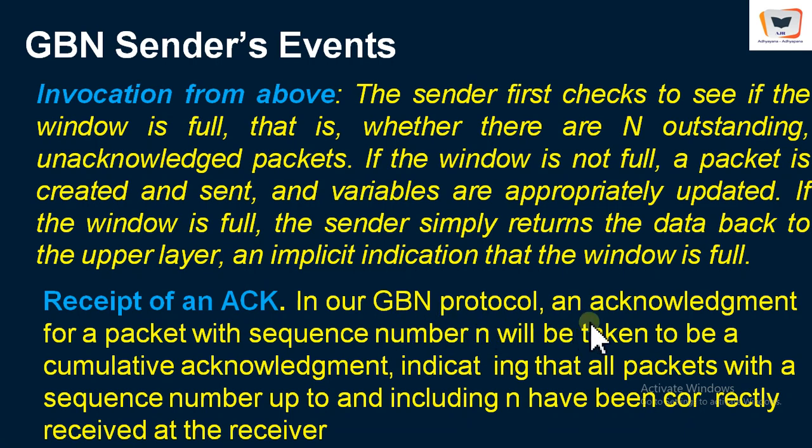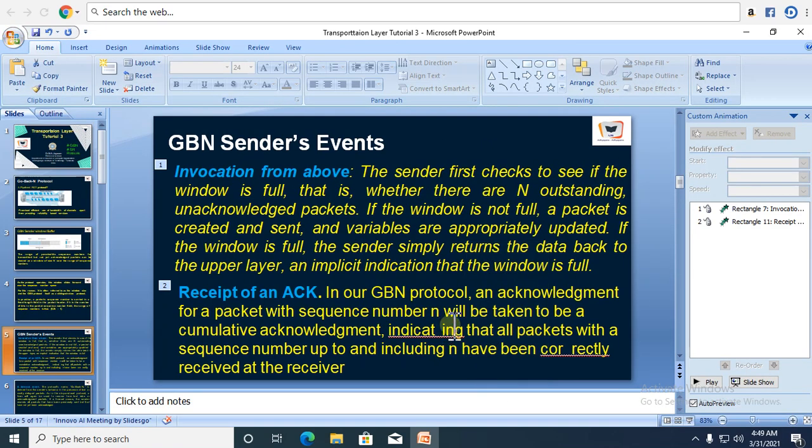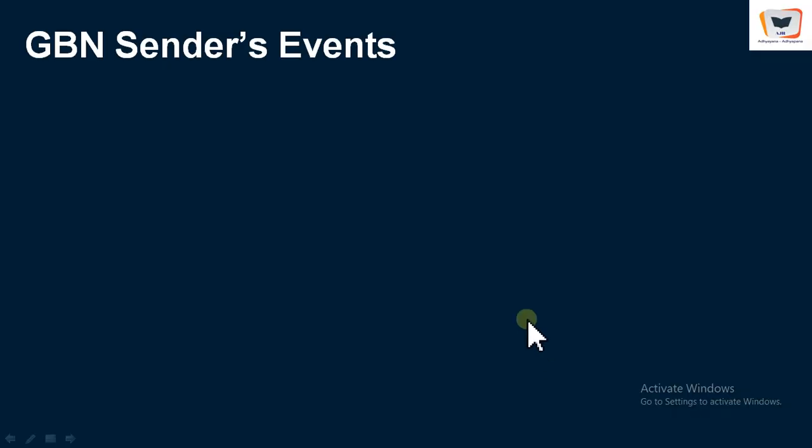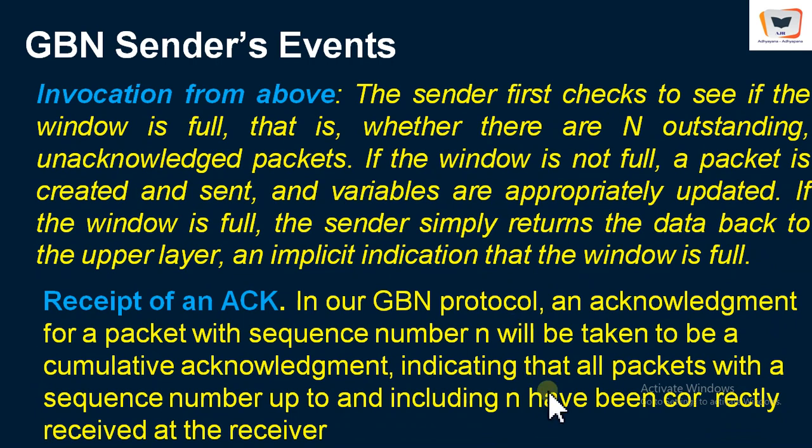Receipt of ACK. In this GBN protocol, an acknowledgement for a packet with sequence number n will be taken to be a cumulative acknowledgement. It is called a cumulative acknowledgement because it indicates that all the packets up to the sequence number n have been correctly received by the receiver. Therefore, each and every acknowledgement received by the sender of GBN is also called a cumulative acknowledgement number.